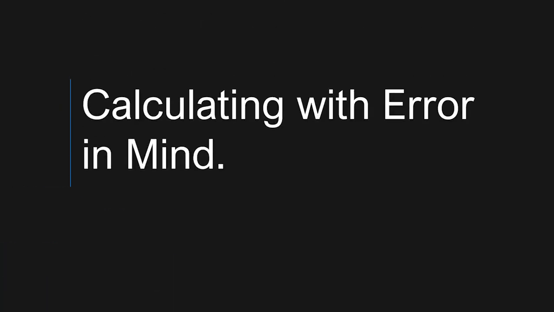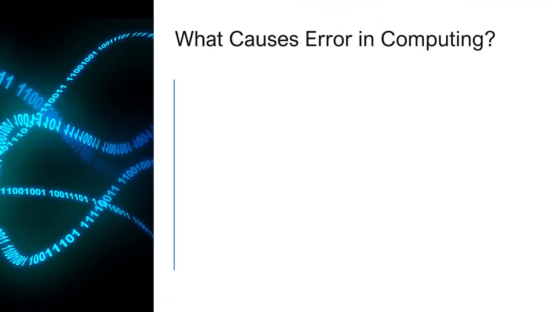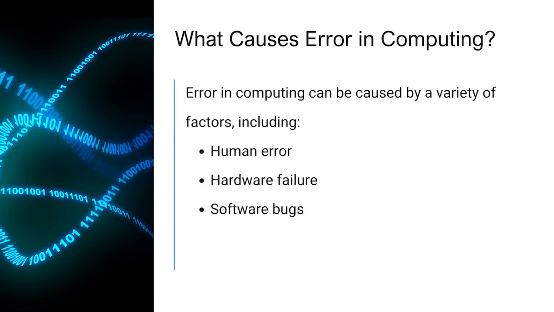Calculating with error in mind. When working with numbers in computing, it's important to keep in mind that errors can occur. What is an error in computing? Error in computing is the difference between the expected result of a calculation and the actual result. What causes error in computing? Error in computing can be caused by a variety of factors including human error, hardware failure, software bugs, and data entry mistakes.